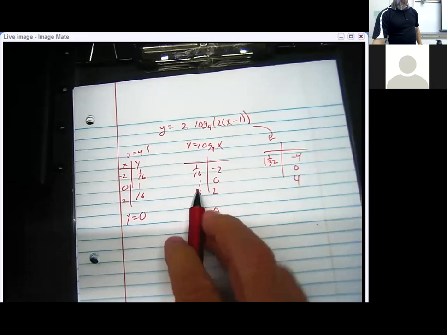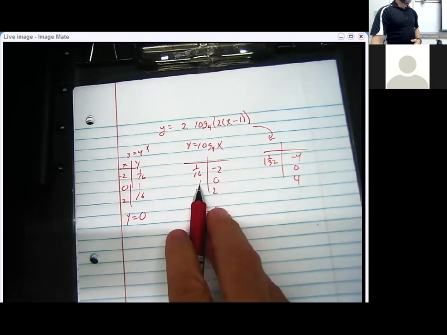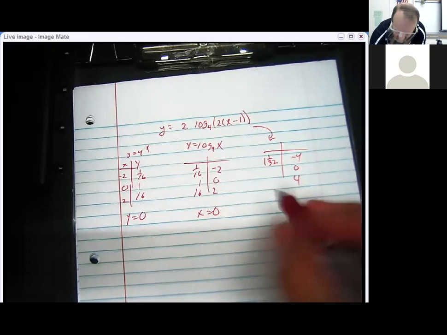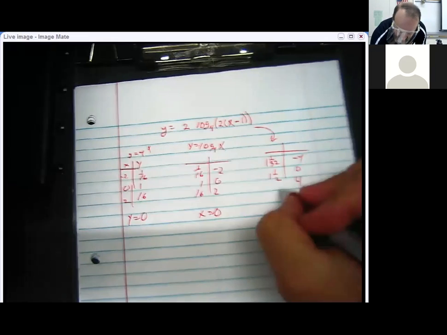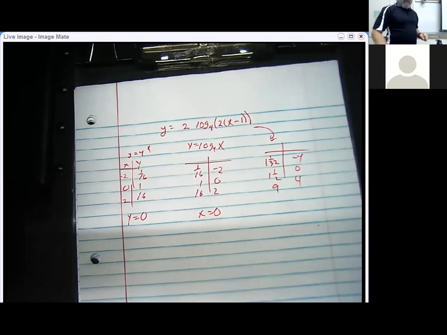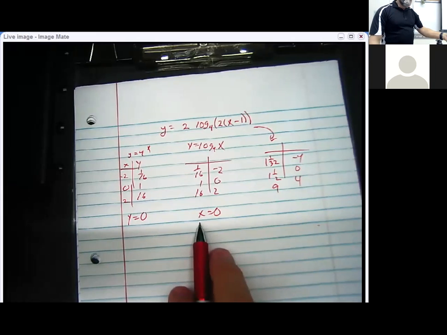What does 1 become? A half. Move it over 1, 1 1/2. What does 16 become? 8, and therefore 9. And what does 0 become? 0 gets cut in half and then moves over 1.